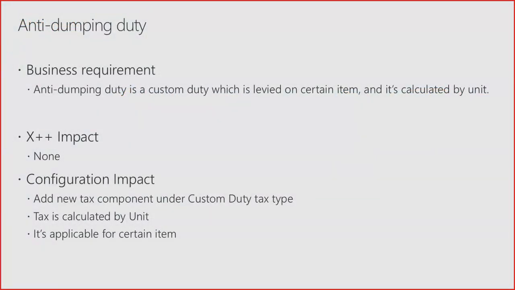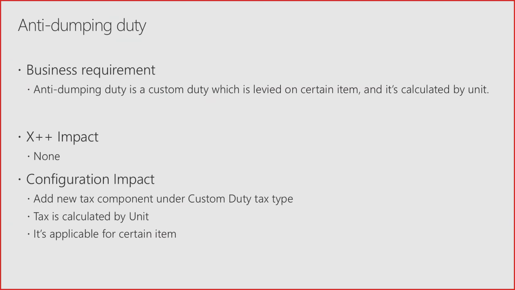First, anti-dumping duty. Anti-dumping duty is a special customs duty which is levied on certain products, and it is calculated by unit. So it's not like a standard or normal tax code, which is normally calculated by the net amount. It is calculated per unit. And so we have the business requirement. Then from our GTE perspective, we need to analyze the requirements, the impact on the X++ part and the configuration part.